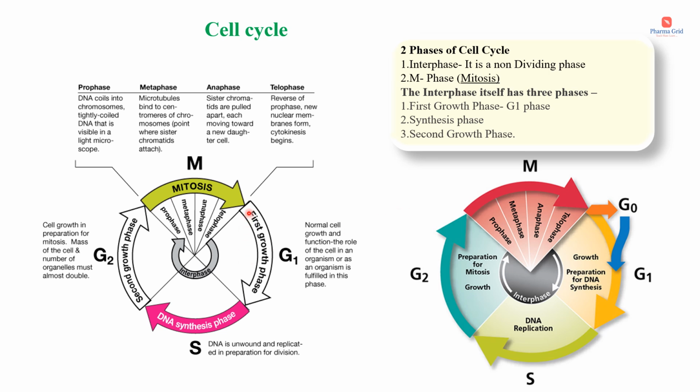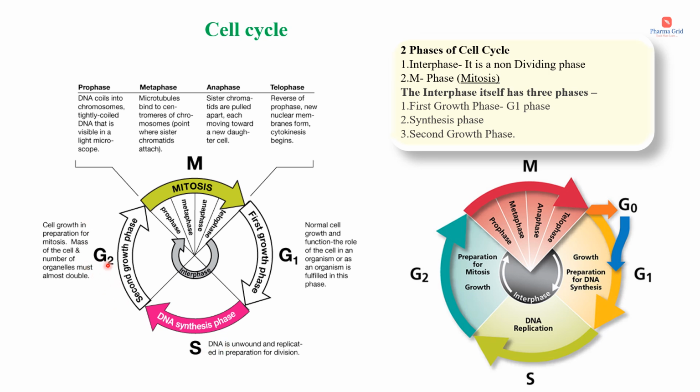So here you can see this is the interphase, and the interphase consists of mainly three phases. The first one is the G1 phase. G1 means first growth phase. In first growth, what will happen? Normal cell growth and function, the role of the cell in an organism, is fulfilled in this phase. The second one is the DNA synthesis phase or the S phase. Here the DNA is unwound and replicated in preparation for division. So in S phase, DNA replication occurs.